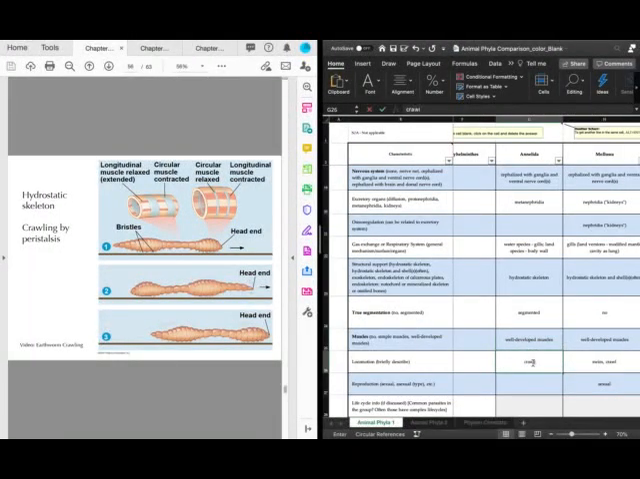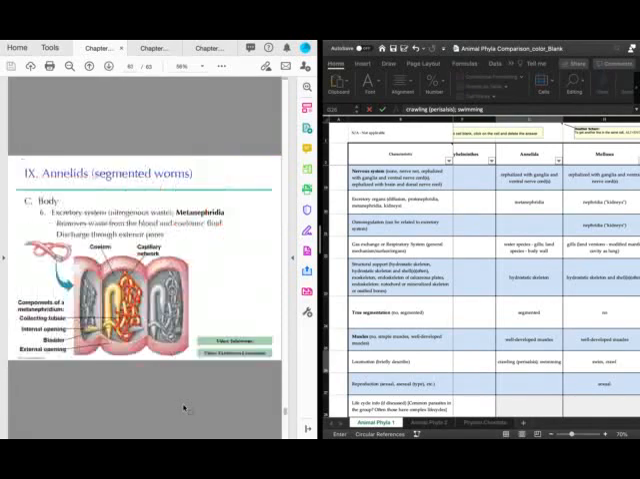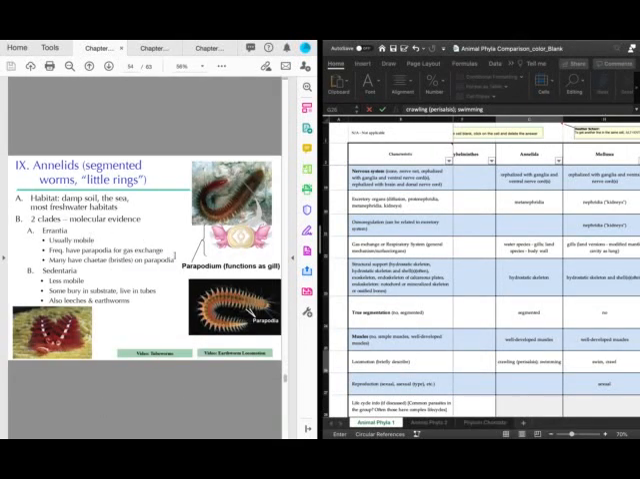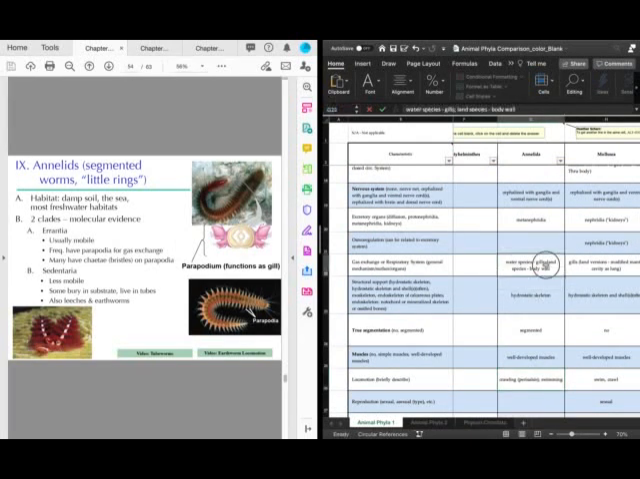There we go. Crawling. Peristalsis. It's like inching along. We also have swimming. This is over here. Parapodium for gas exchange. This is gills. Did you gas exchange already? I did. Gills. It's like parapodia.